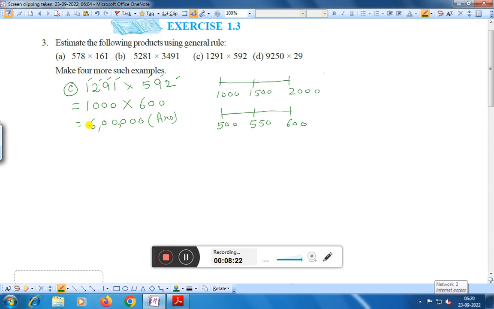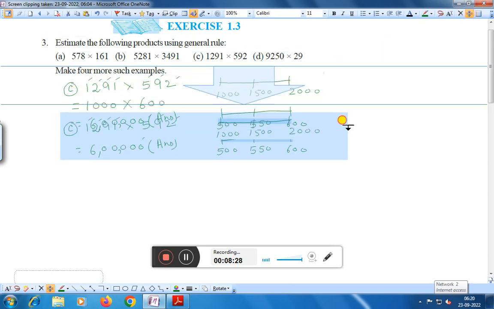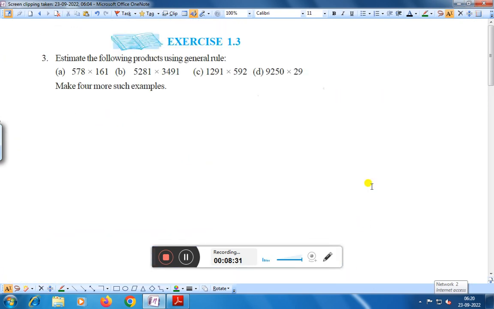Now we will do question number D. You have to remember one thing, that when you do any question, according to general rule, you have to round that number according to the highest place value. Now question number D, that is 9250 into 29. Here you see the highest place value is 1000: ones, 10, 100, 1000. That means we have to round this number to the nearest 1000.